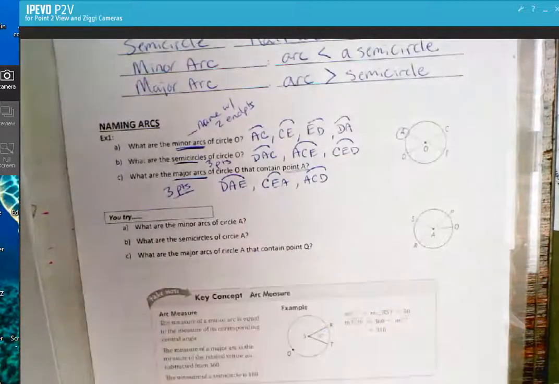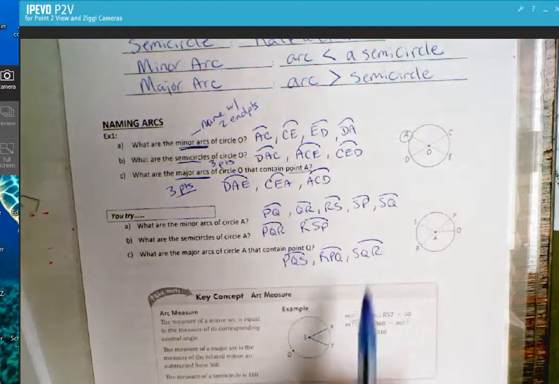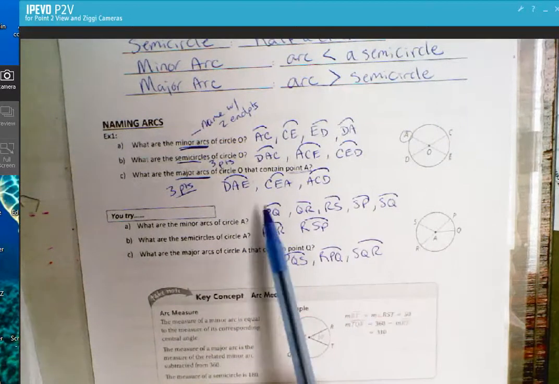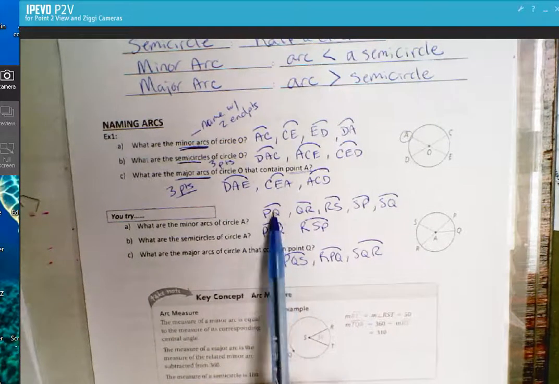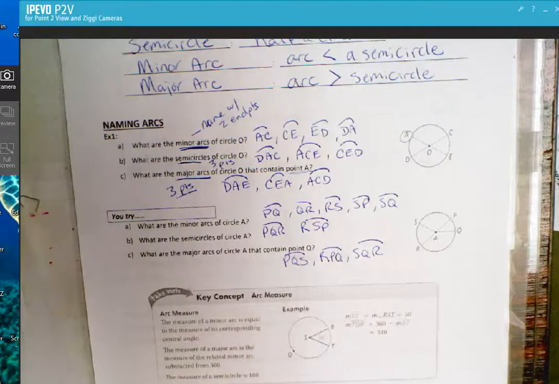So you're going to try those next three, and then we're going to come back. Alright, there is some possible naming. You may have gone the opposite direction, so double check those. Just make sure you know minor arcs are named with 2 points, semicircles and major arcs are named with 3 points.